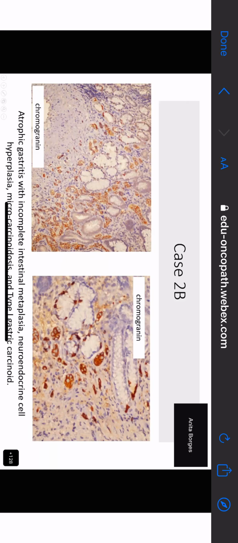So this is a case of atrophic gastritis. There was partial gastric atrophy with incomplete intestinal metaplasia, neuroendocrine cell hyperplasia, microcarcinoidosis, because there are these small little areas, and a type 1 gastric carcinoid. I'm not going to tell you about type 1 gastric carcinoid and all of this. This is a slide seminar. So all of you please go and read about type 1, type 2, and type 3 gastric carcinoids.